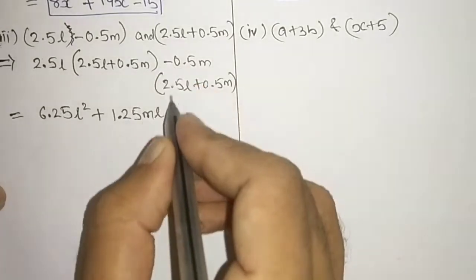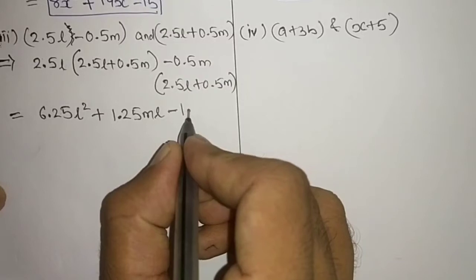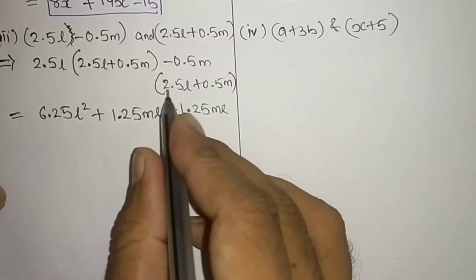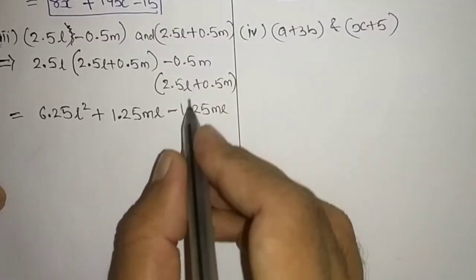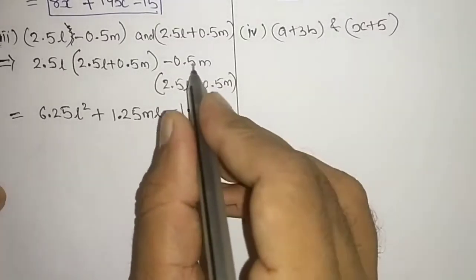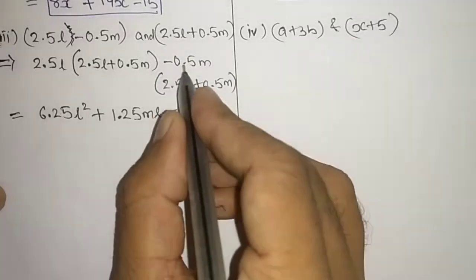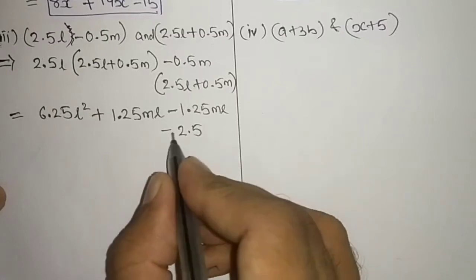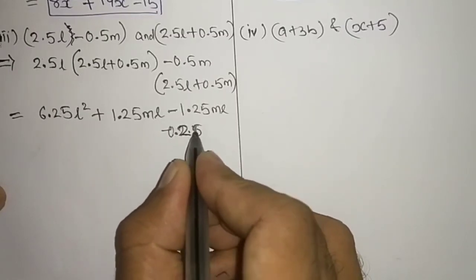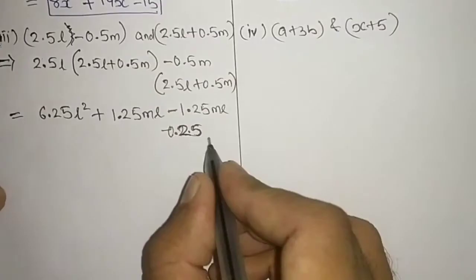Now minus into plus will give me minus, 25 into 5 is 125 mL as we have done before. Then plus into minus is minus, 5 into 5, ignoring 2 decimal points, will give me 25. Now again placing them back, we will get 0.25, sorry, here it is 0.25, not 2.5 m square.